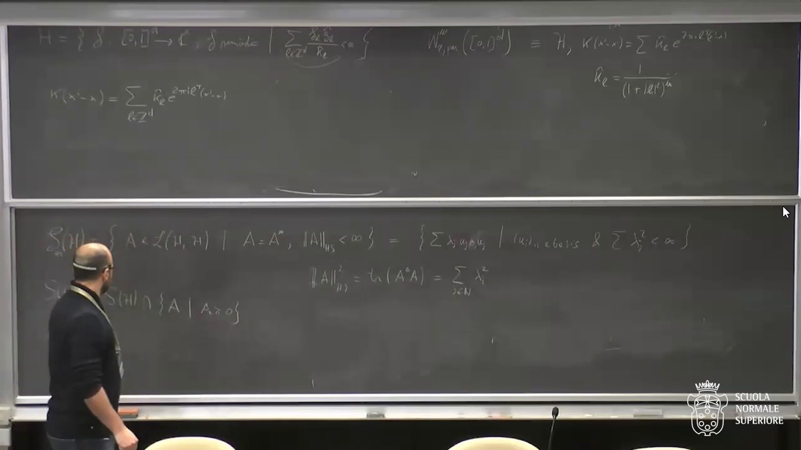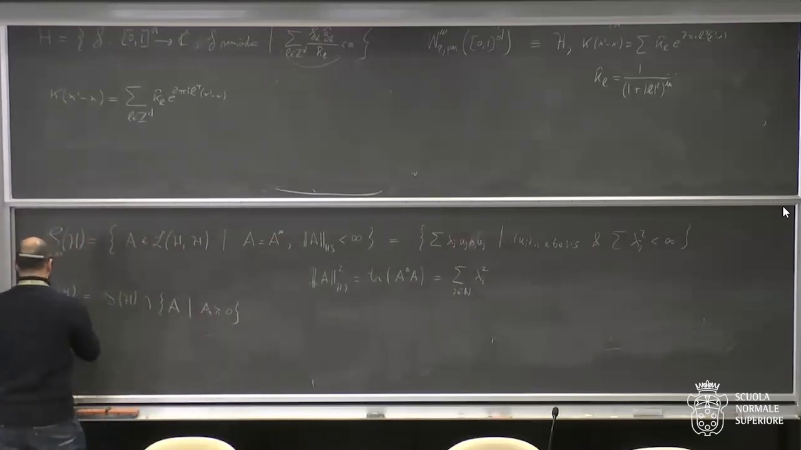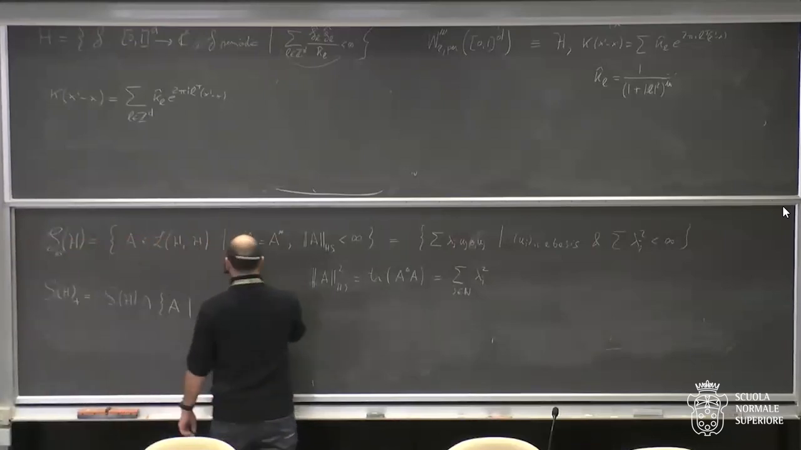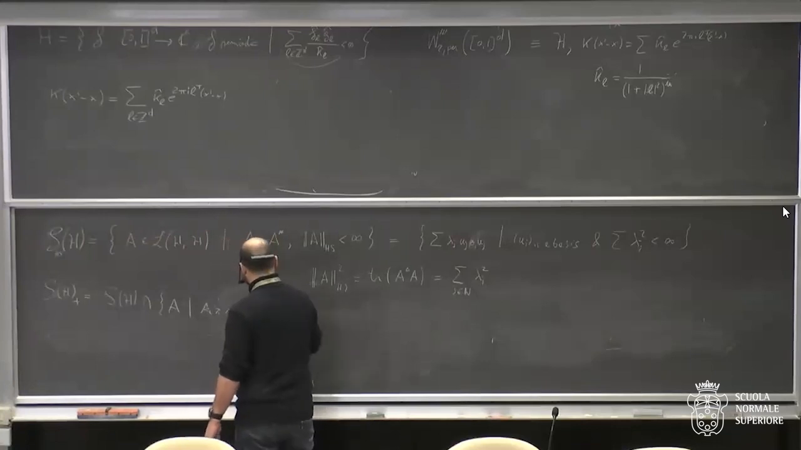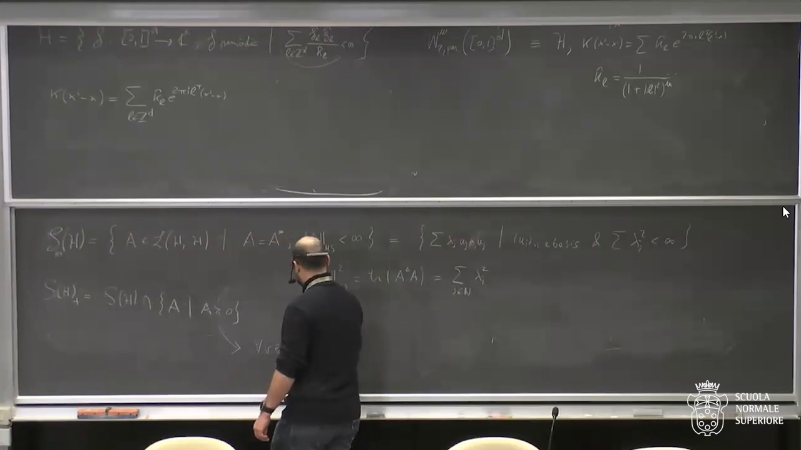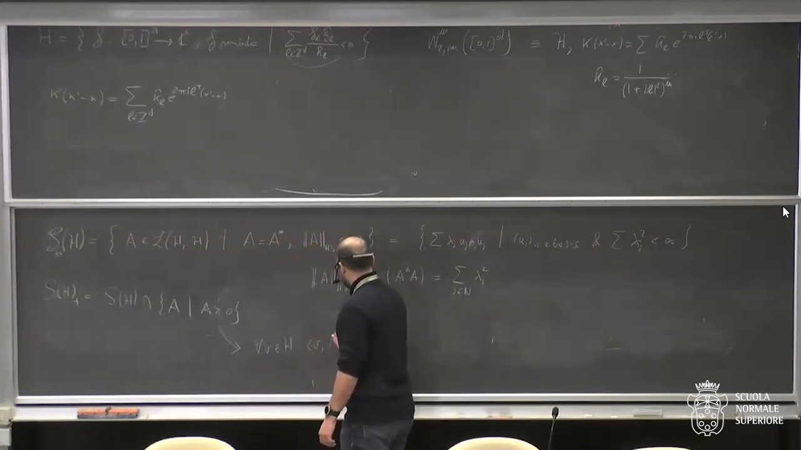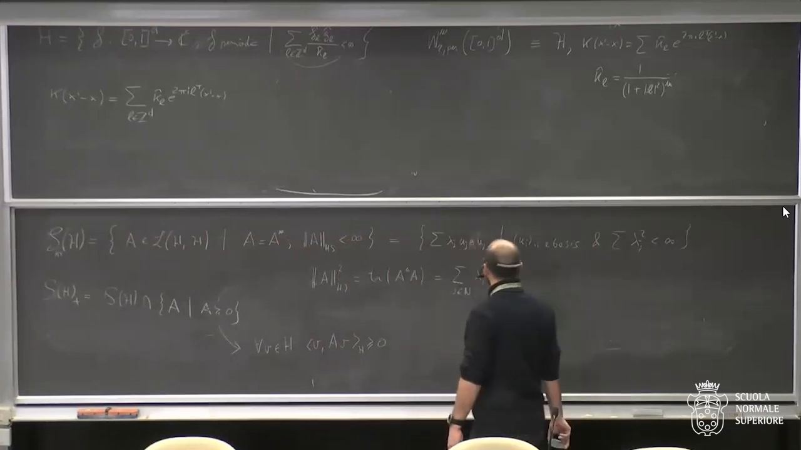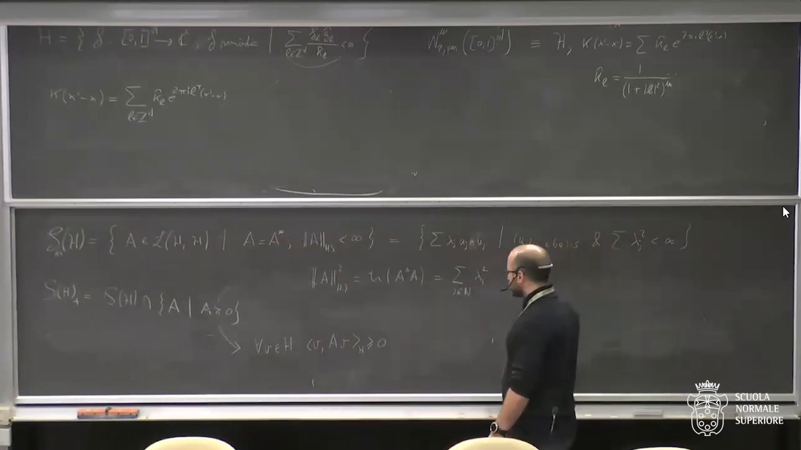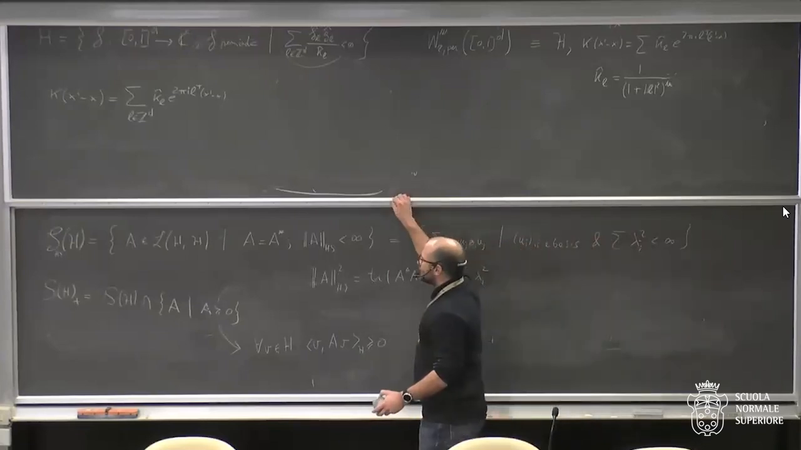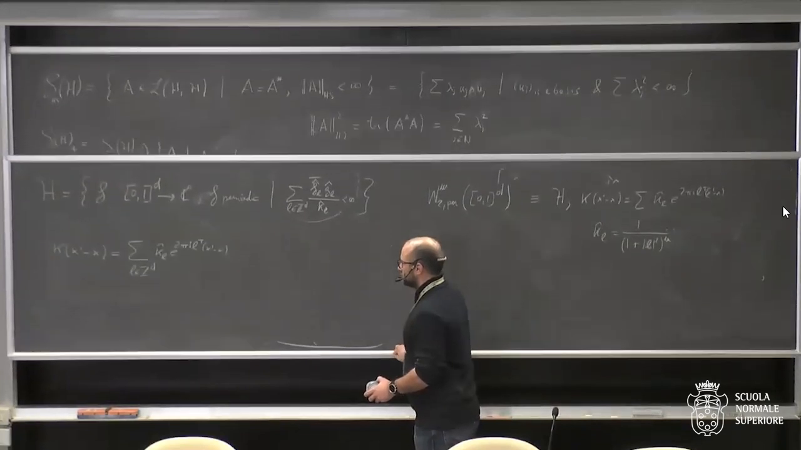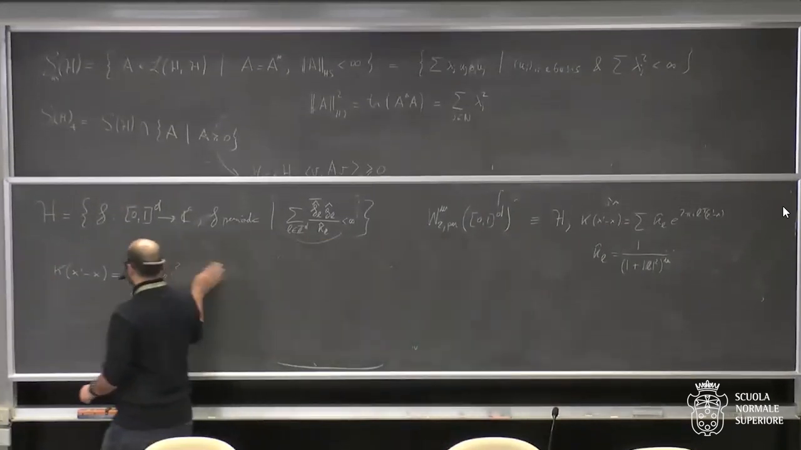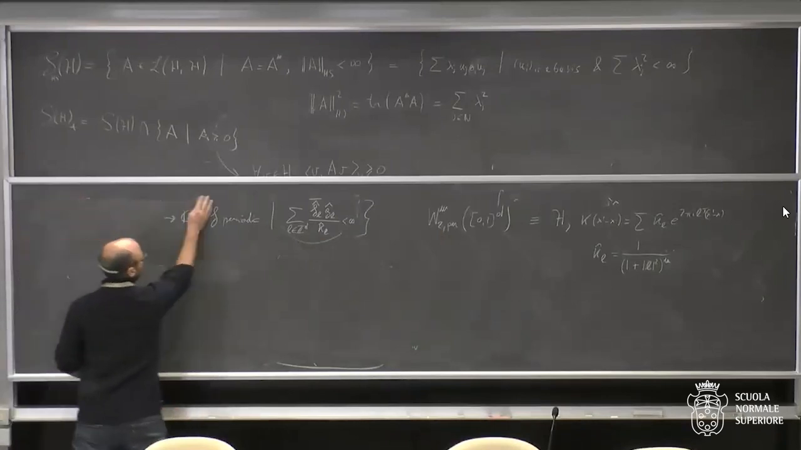Okay, so we can write it as follows. It means that for any vector V in Hilbert space, you have V, A V, non-negative. Okay, that's it. So this is just to fix the notation, and then we can directly define the PSD model.